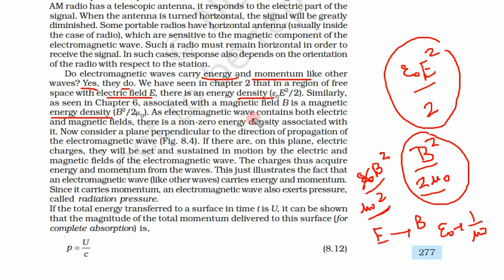As an electromagnetic wave contains both electric and magnetic fields, there is a non-zero energy density associated with it. We have already seen that an electromagnetic wave has both electric and magnetic fields. Now consider a plane perpendicular to the direction of propagation of the electromagnetic wave, as given in figure 8.4.